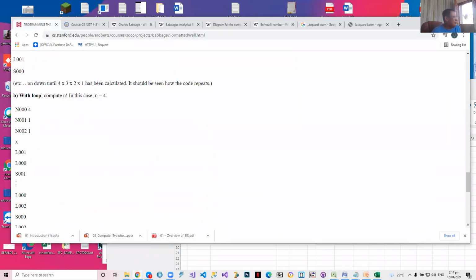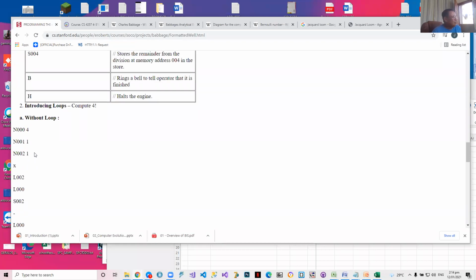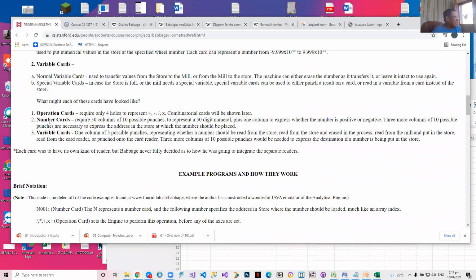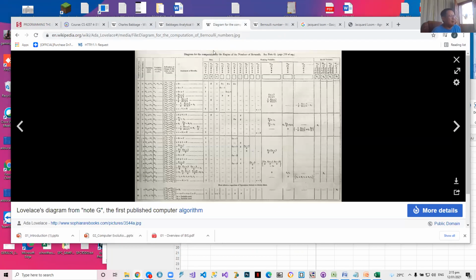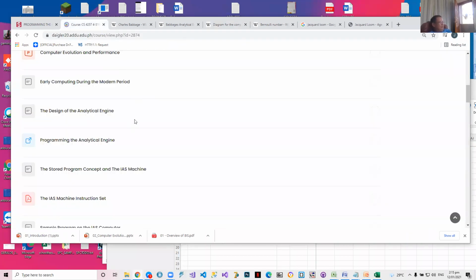So, okay? So you have numeric cards which start with N. You have variable cards which are either S or L, and you have number cards which store a number N. Okay? Egress. That's why this is the program by Ada Lovelace on the analytical engine. Okay? Any questions so far?